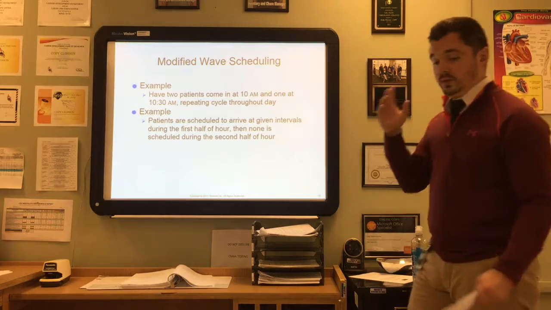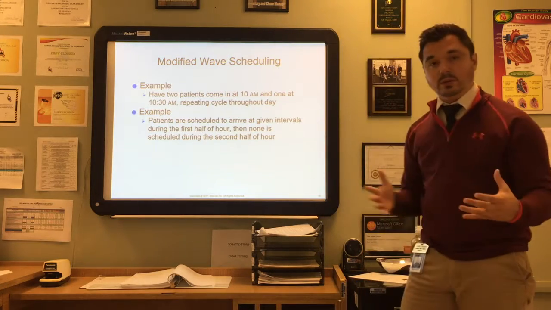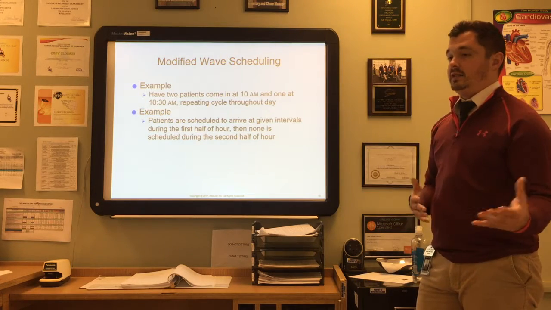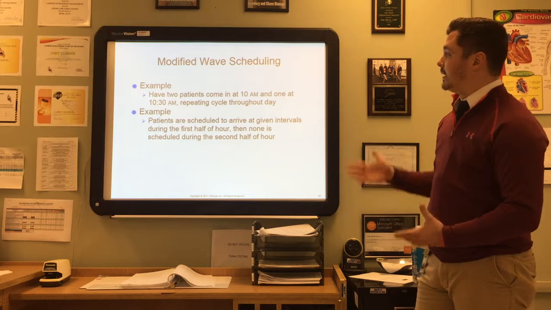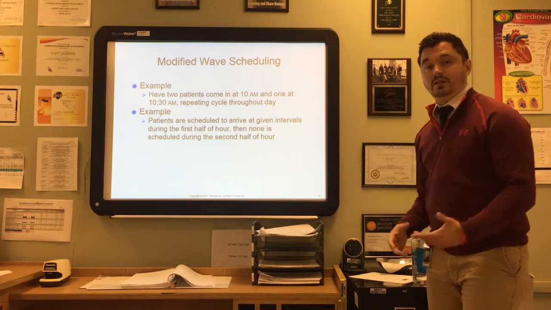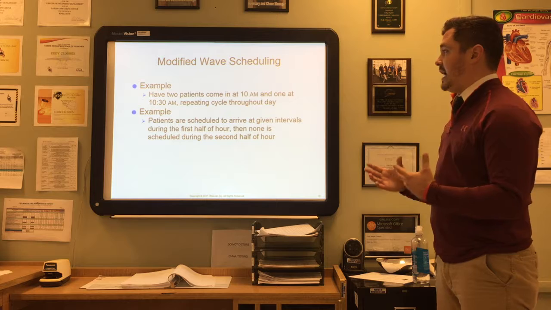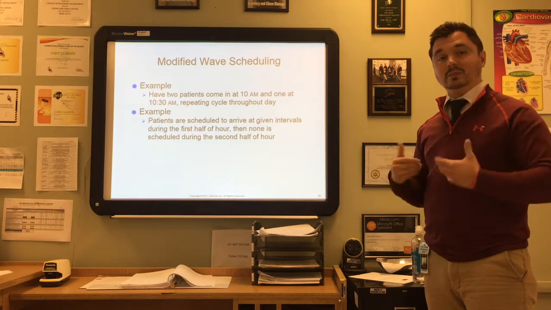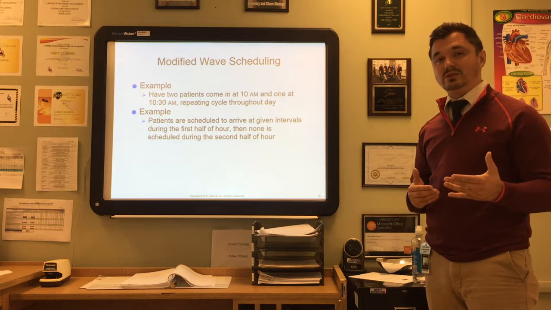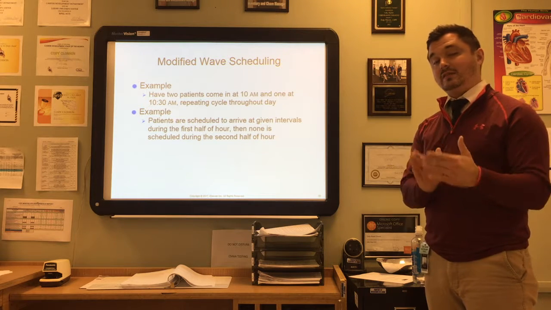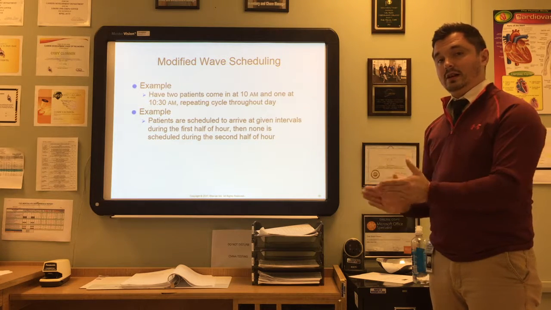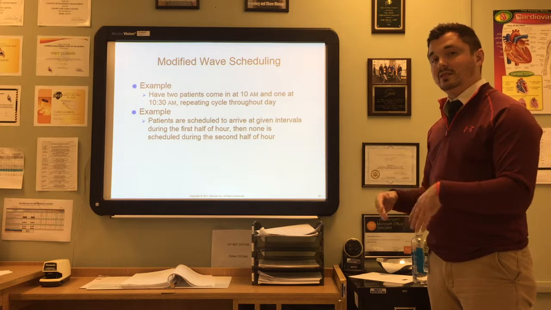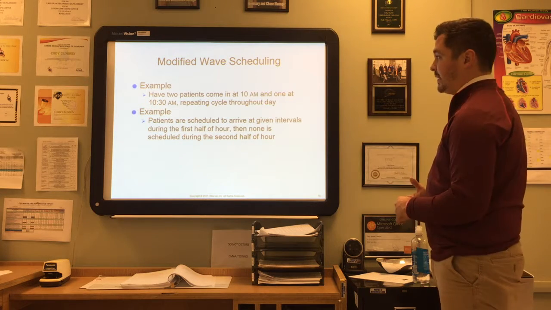So we've talked about the examples of wave booking. 3 people show up at the same time, and then they're seen throughout the hour. Another example would be modified wave booking, okay? It would be to have 2 patients come in at 10, and then 1 at 10:30, and you repeat that cycle throughout the day. So it's still similar to wave booking. It's just instead of having all 3 show up at 10 o'clock, you now have 2 at 10, 1 at 10:30, just to help keep the flow going.